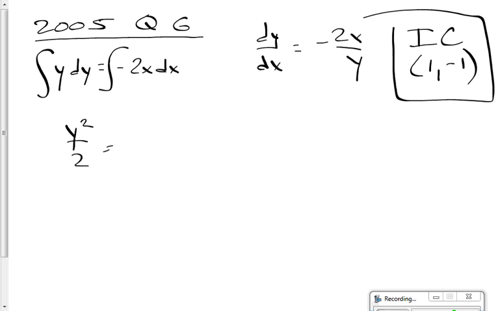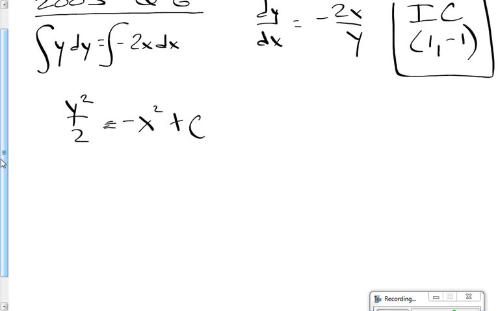Y squared over 2. Integral of negative 2x is negative 2x squared over 2, right? So negative 1x squared plus c. If you forget the constant of integration, you're probably not gonna get any points beyond that. Question? No question? Uh-oh. Yes, you're gonna lose points if you don't put the constant of integration on. Okay? You don't seem too upset about losing points. Okay? This is part C.